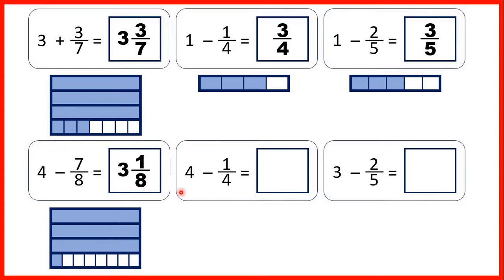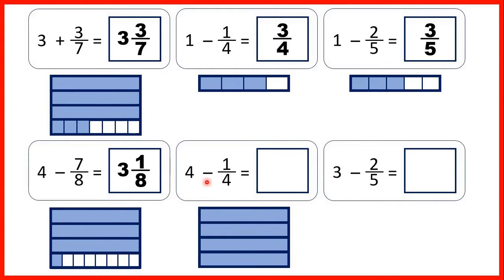Now we have 4, so 4 wholes, and we need to subtract 1/4. But again, we're going to need to change one of our wholes into 4 quarters in order to subtract. So we can think of 4 as being 3 wholes and 4 quarters. So now, when we subtract 1/4, we have 3 wholes and 3 quarters as our answer.